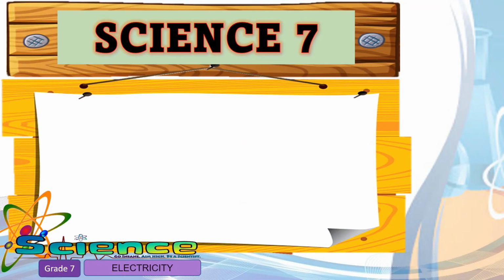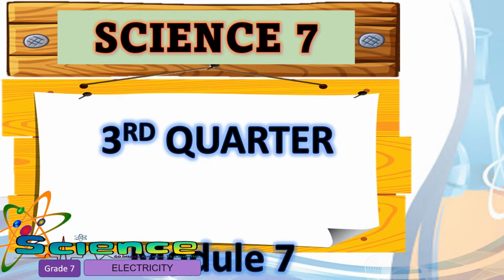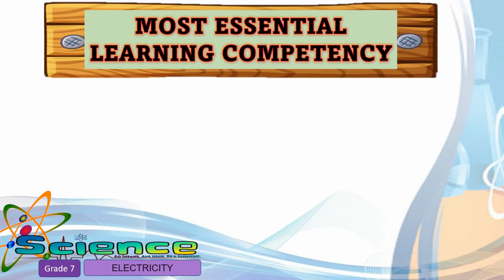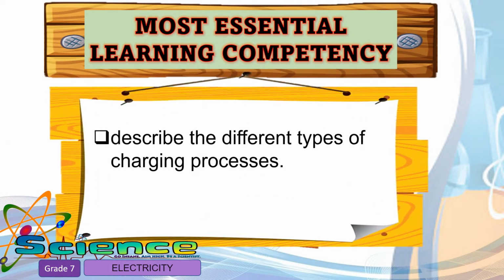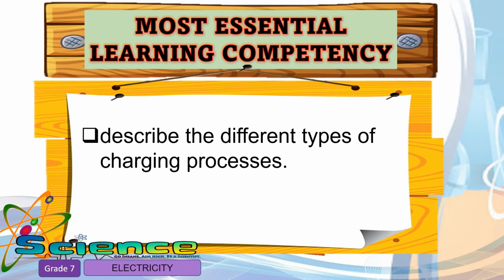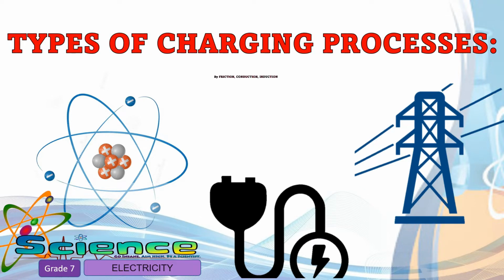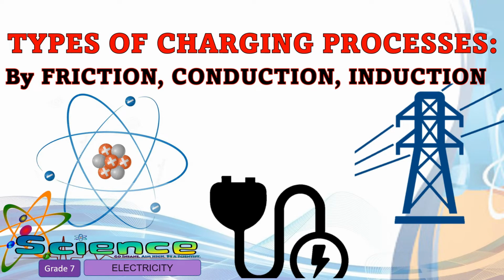We are now at our third quarter, Module 7 of Science 7. Our most essential learning competency is to describe the different types of charging processes. In this video, we are going to study electricity and the different types of charging processes.